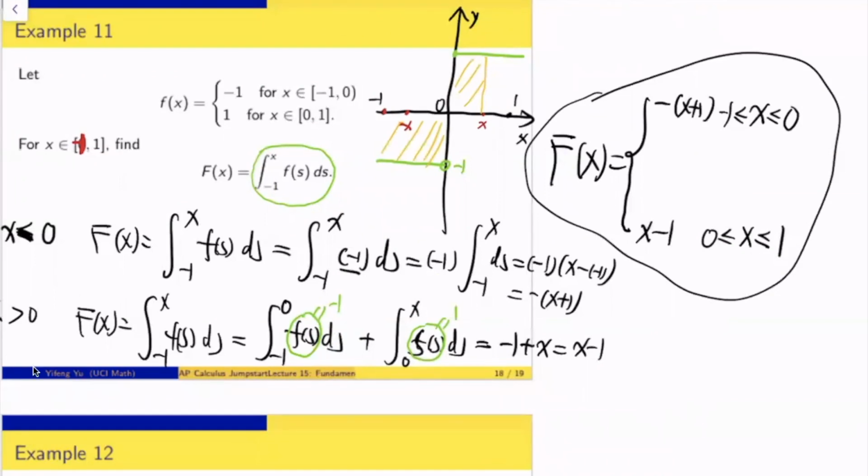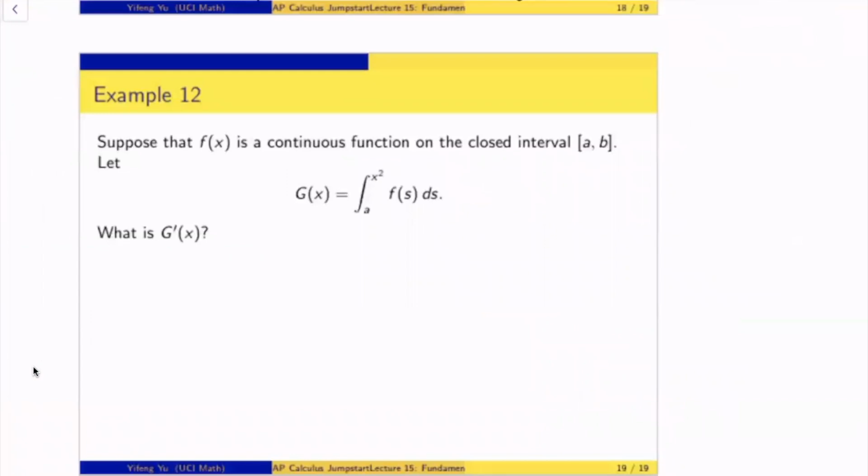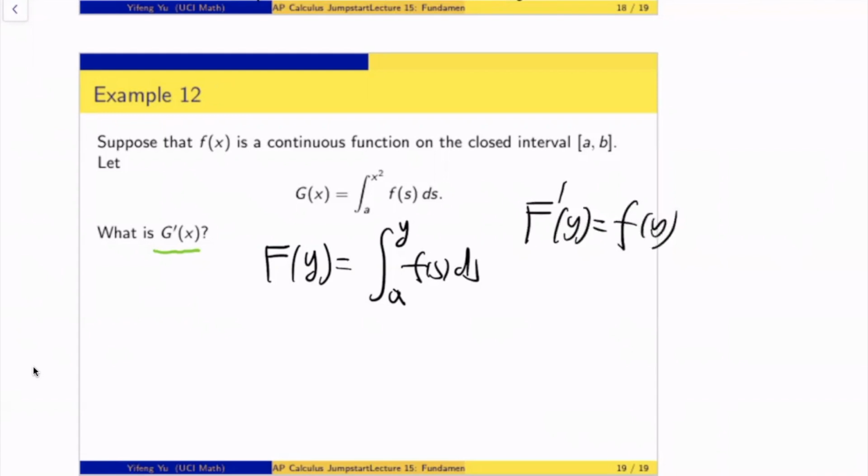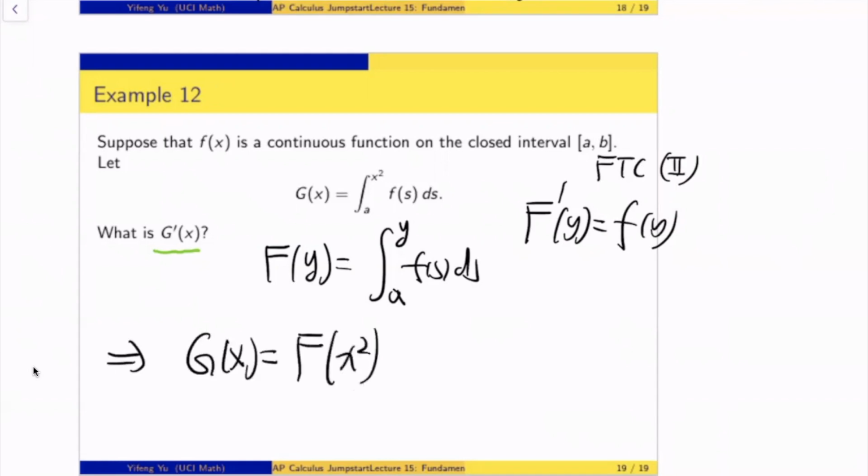Okay, last one. Suppose f(x) is a continuous function on the closed interval [a, b]. We want to look at, what is the derivative g'(x)? Here, from part 2 of the fundamental theorem of calculus, we know if I look at the function F(y), the integral from a to y of f(s) ds, the derivative with respect to y is just f(y). Sometimes in different versions they switch part 1 and part 2, but here let's say it's part 2. And then from here, g(x) is just F evaluated at x squared.